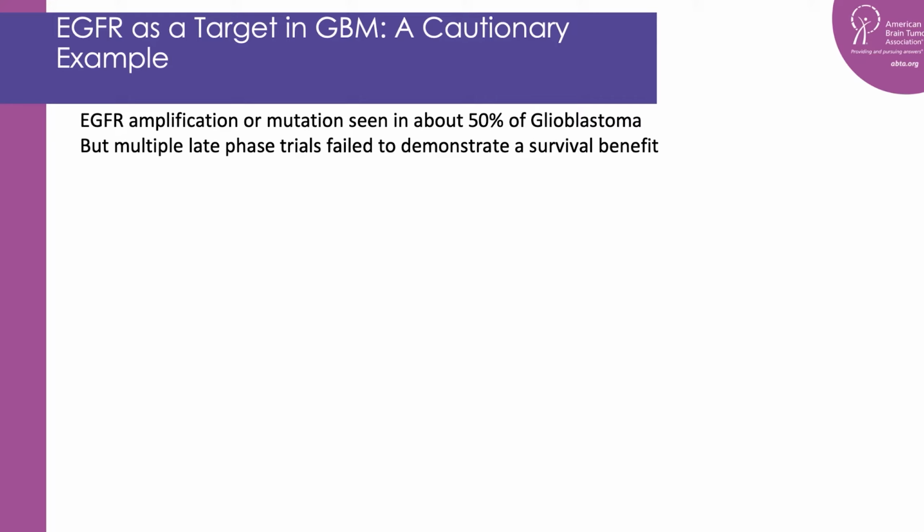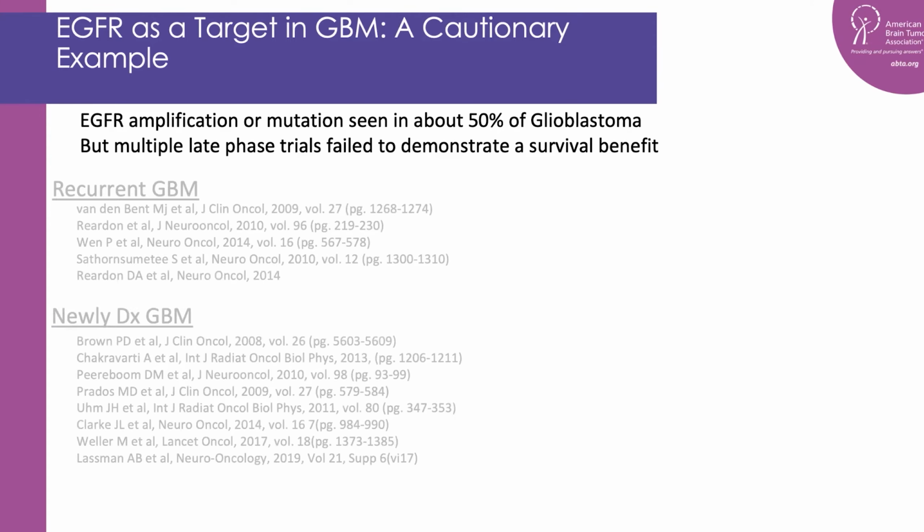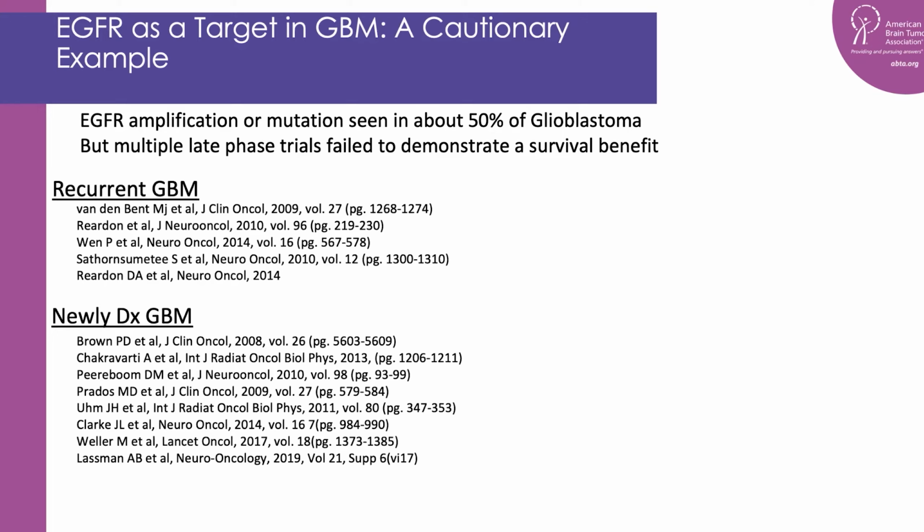There are EGFR alterations in other cancers like lung cancer where the therapies have been very effective. Unfortunately, there seems to be something different about glioblastoma. Either the EGFR alteration isn't as important in the biology, or the drugs just aren't getting into the brain very well. So here's just a list of all the trials over many years for EGFR inhibitors, drugs that target EGFR, that really failed to show a significant benefit.